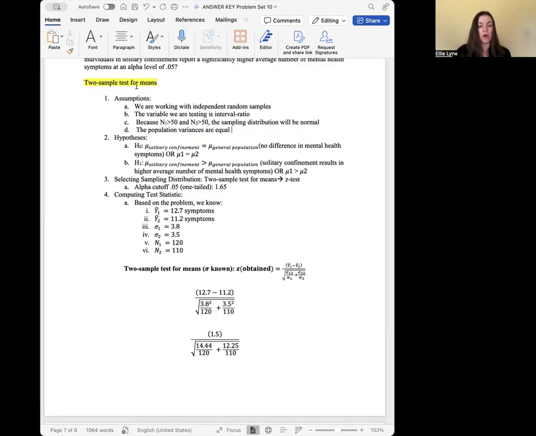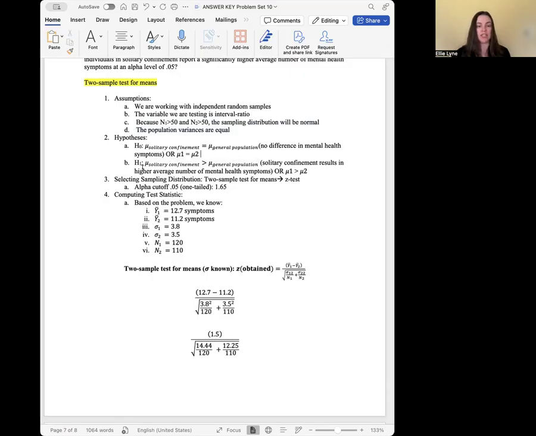Alrighty, we are working with means, which also means that we are revisiting our friend mu. Always have our trusty symbol here, H with a subscript of 0 for our null hypothesis. We have mu of group 1 equals mu of group 2, because it's our statement of no difference. So what we are essentially saying here is that there's going to be no difference in the average number of mental health symptoms between each group. So those that were in solitary confinement and those that were in the general population.